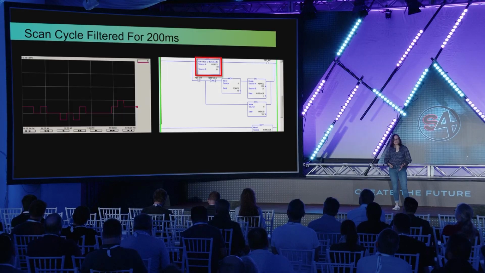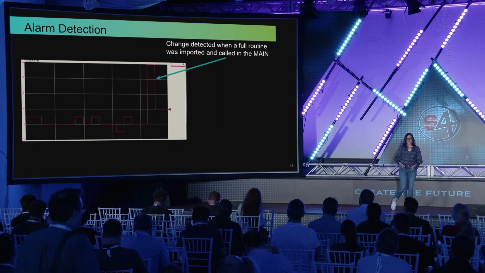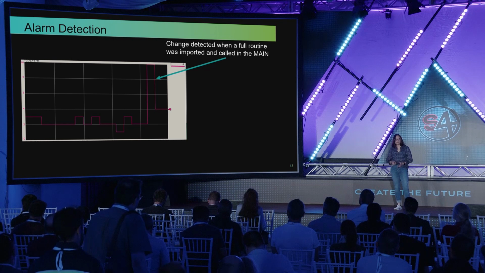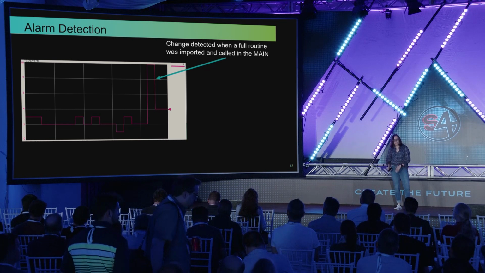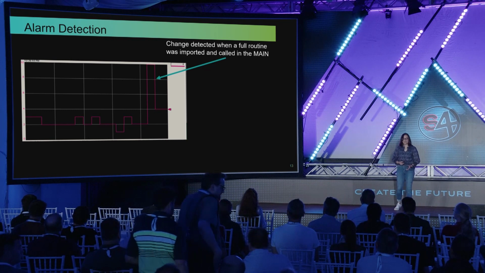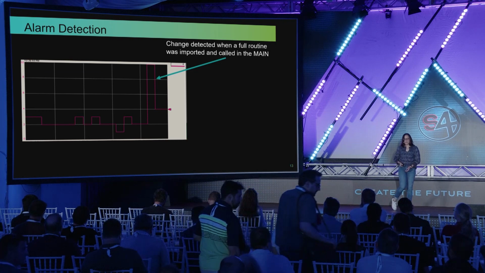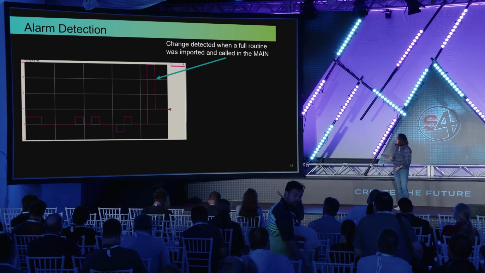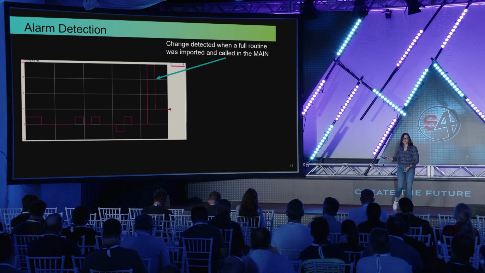So what we did, we created just a filter for 200 milliseconds. So we have a better explanation here, and then we create a full logic, and then we import it, and once we import it and then execute the logic, we detect this high peak. So that means there is a change. That was good, we have that.